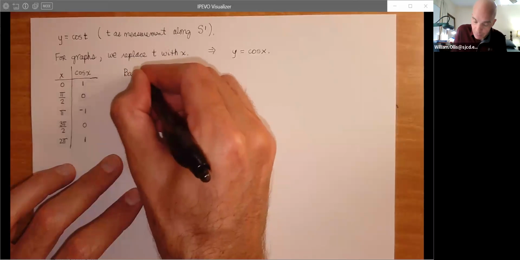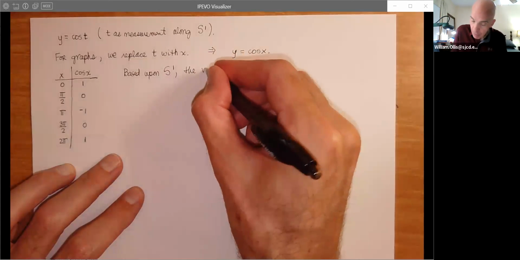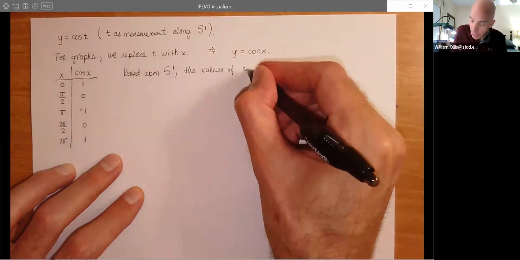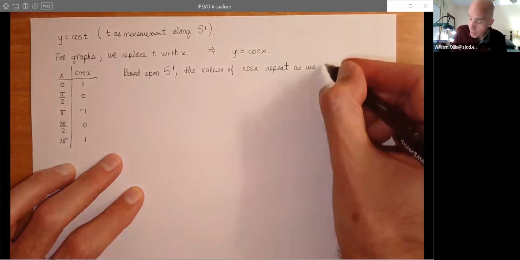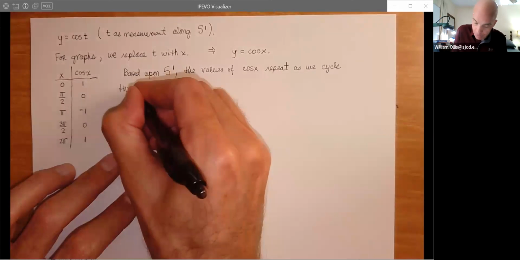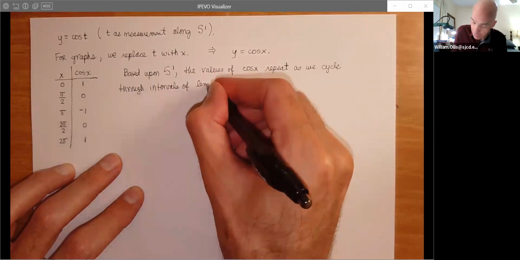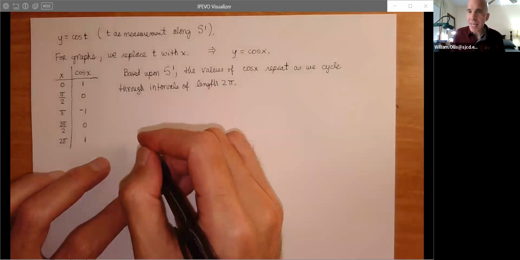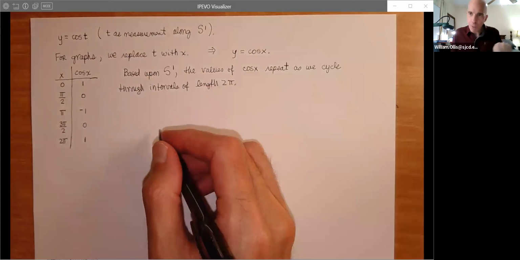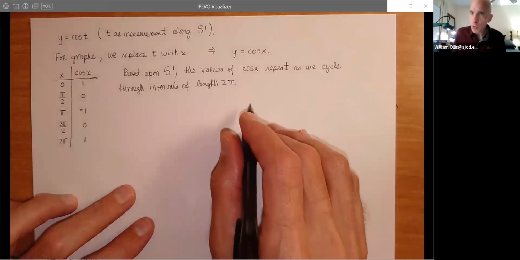Based upon this, the values of cosine x repeat as we cycle through intervals of length 2 pi. That is, the 2 pi is like a 0. If we input an x and we add a 2 pi to it, we just loop around the unit circle and it's as if we didn't go anywhere. And then you're thinking, well, any multiple of 2 pi will put us right back at the x. So what we can do is think of a positive number.